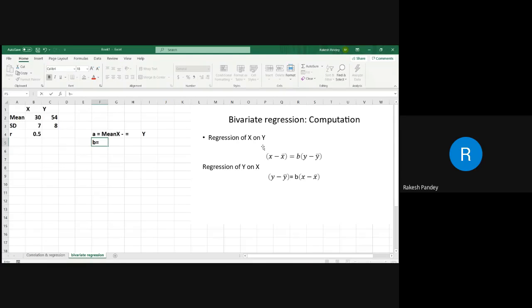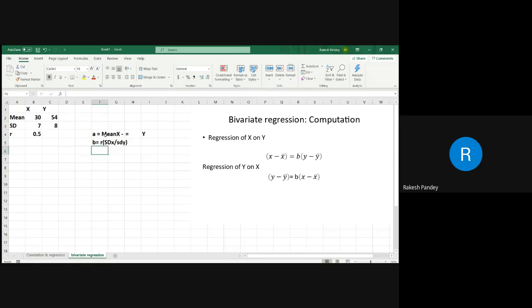For your help to memorize, you remember that x on y means if you are putting something on the table, x is above y. So b is r, the correlation value, then put a bracket, and the standard deviation of x will be above the standard deviation of y. So SD x divided by SD y. So this is the formula of b.